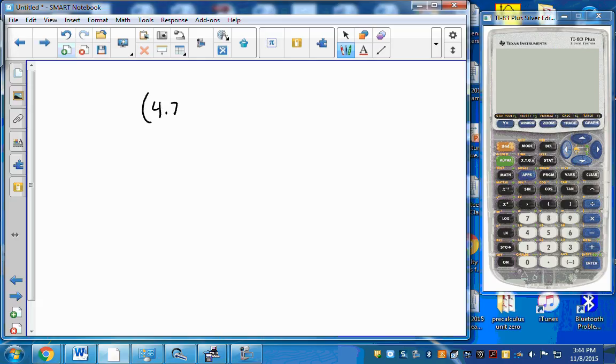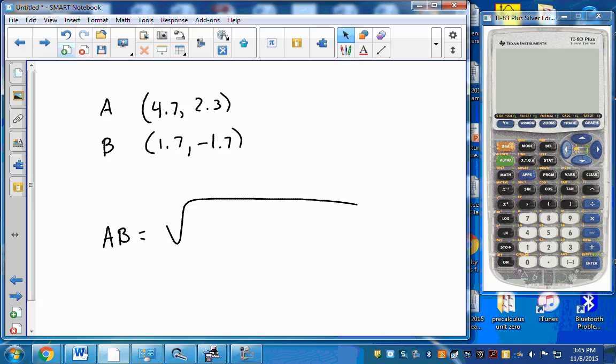4.7, 2.3, that's one point, I'll call it A. Point B is 1.7 and negative 1.7, and we want to find the distance AB. Okay, so we're going to subtract the x's. Here's the x's. We're going to subtract those. So let's see, 4.7 take away 1.7. Well, that's obviously 3, and we have to square it.